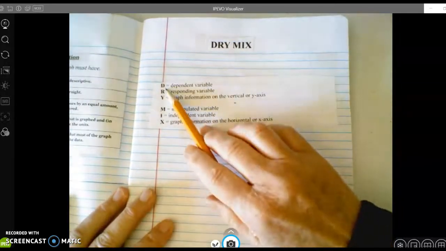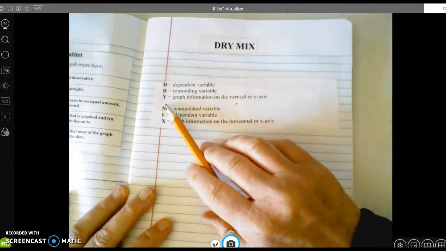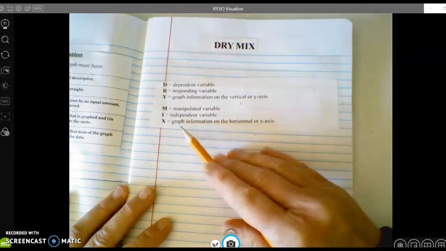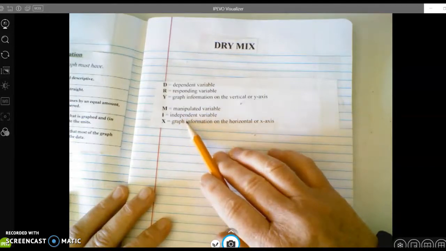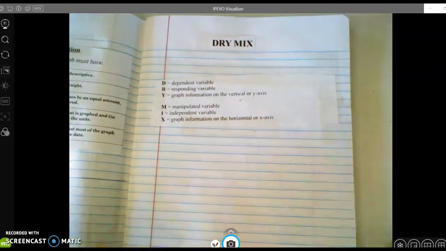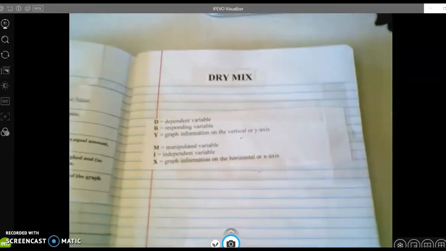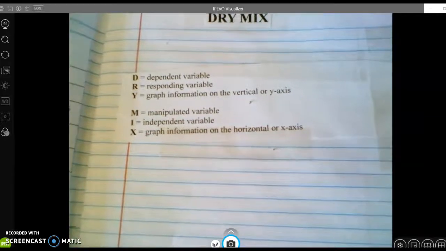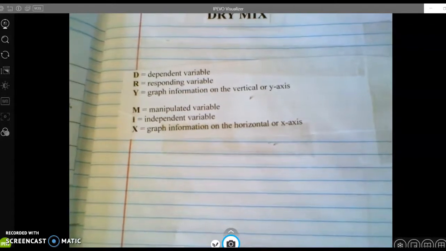So stop the video after you're done copying this, but DRY MIX, right? The D stands for dependent variable, the R, responding variable, Y is graph information on the vertical or Y axis. The MIX part is manipulated variable, the I is independent variable, and the X is graph information on the horizontal or X axis. So please write down what DRY MIX stands for. You can stop the video till you are ready, and then we will move forward. I'll bring it down closer so you can look at that a little bit closer. All right, when you're ready to move on, please start the video again.